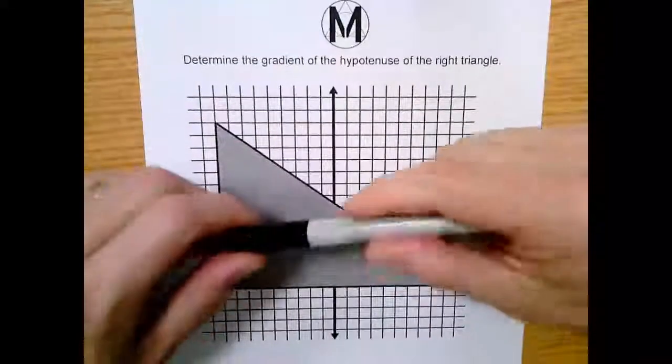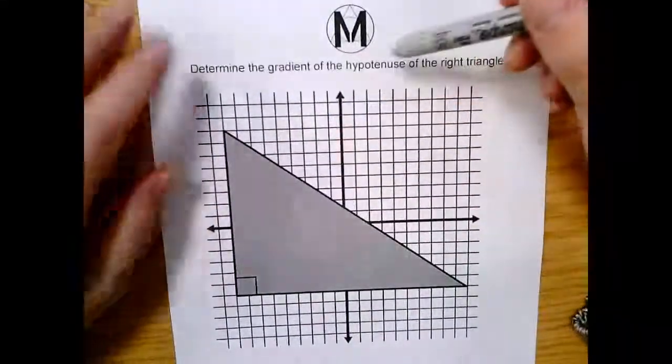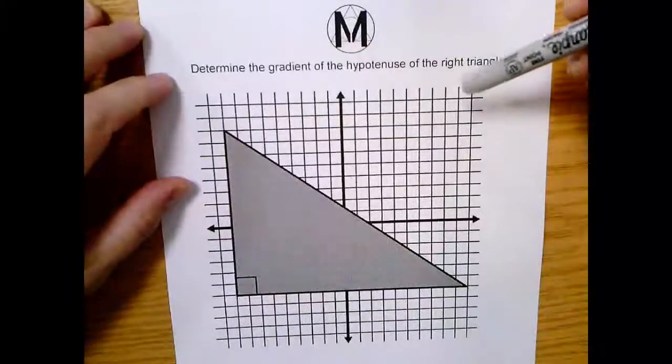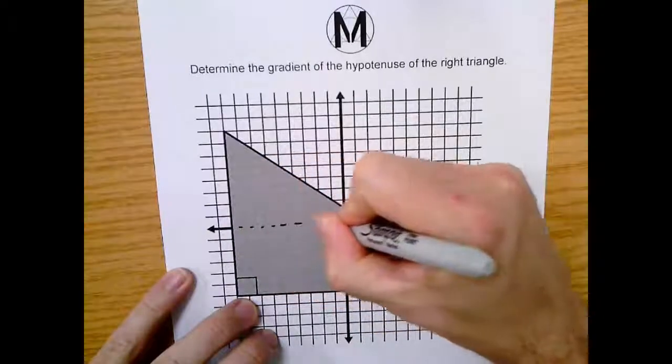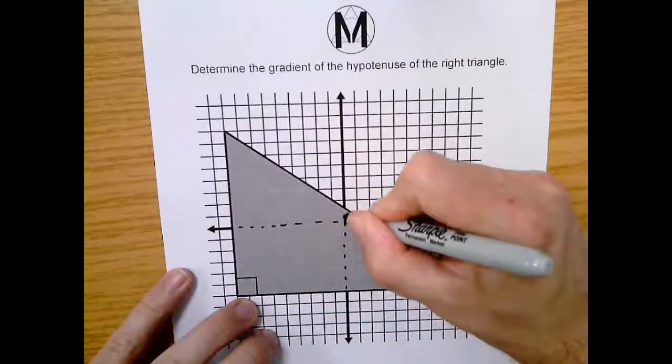All right, let's do some Mathity-Math. It says determine the gradient of the hypotenuse of the right triangle. Okay, we can handle this. So I am going to just go ahead and sketch in real fast my XY coordinate because it'll help me kind of visualize what's going on here.